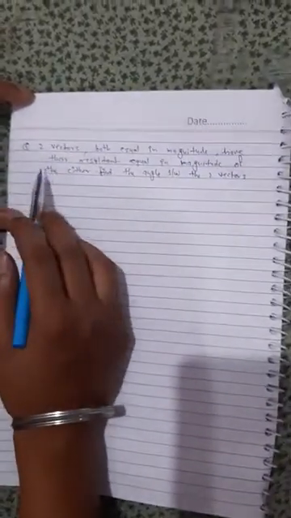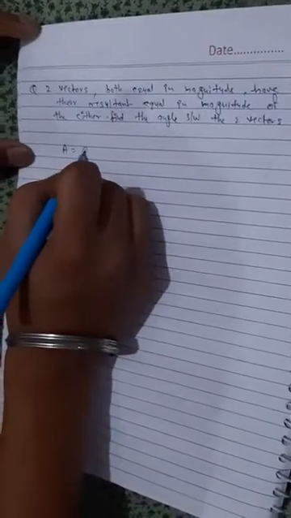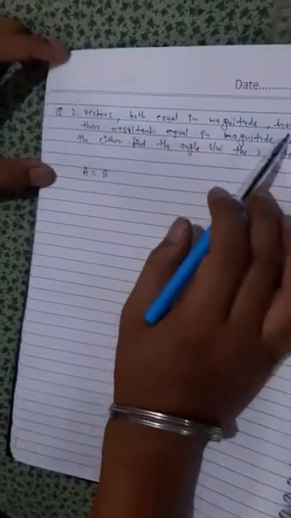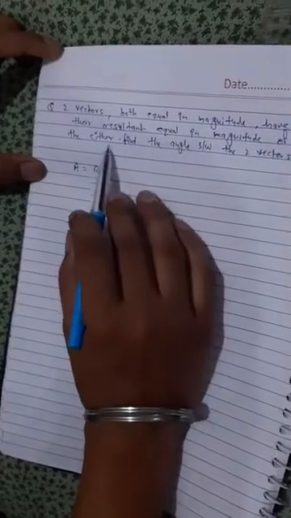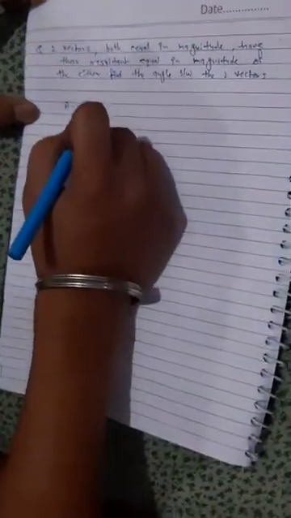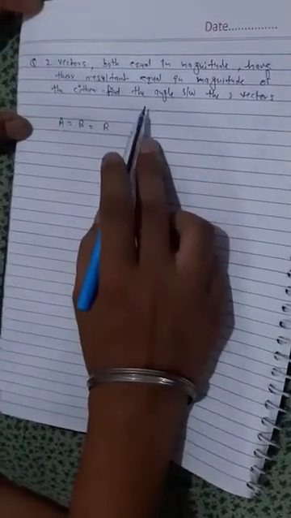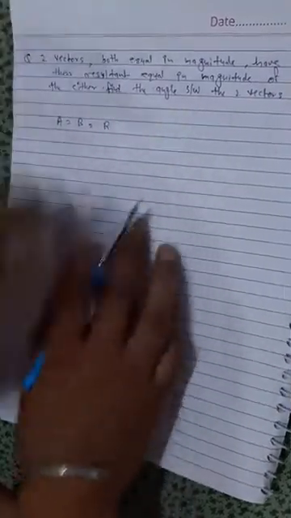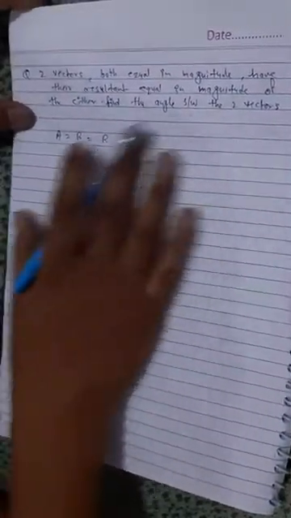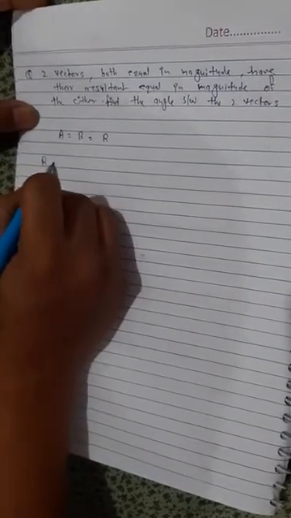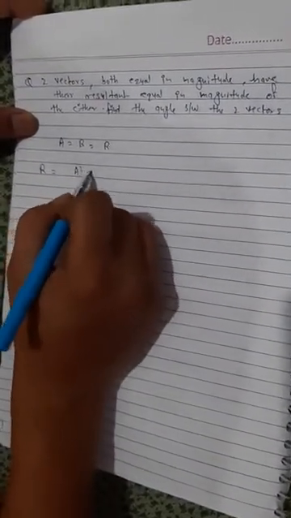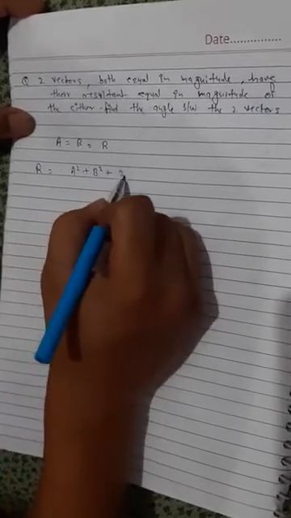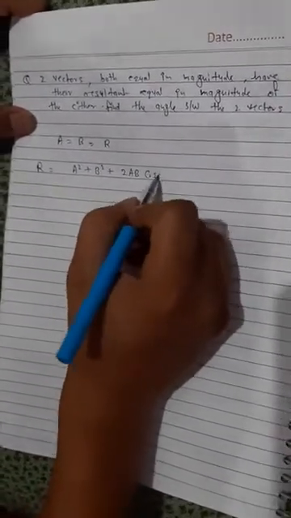Now we have the second question: two vectors, both equal in magnitude, have their resultant equal in magnitude to either. That means their resultant is also equal in magnitude. Find the angle between the two vectors. Now we have to find the angle between these two vectors. We know the formula of the resultant vector: square root of a square plus b square plus 2ab cos theta.